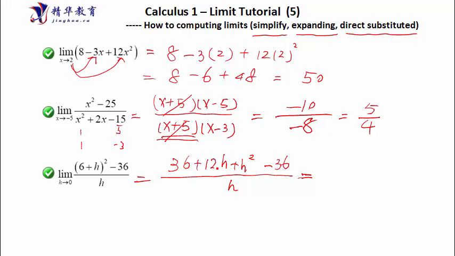All right, so let's see. The 36 and 36 cancel each other. Now we have 12h plus h squared, so we can factor h out. It will be equal to h times (12 plus h) over h. Now we can cancel these, and we get 12 plus h. Now we can substitute h equal to 0 in here. We get 12 as the final answer, and we're done. This is a very simple part.